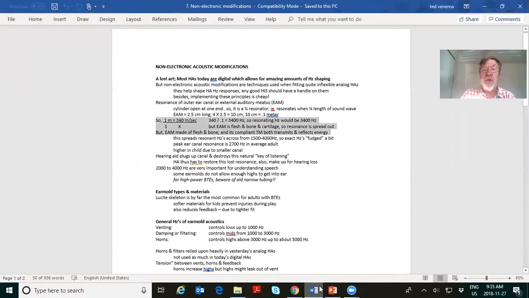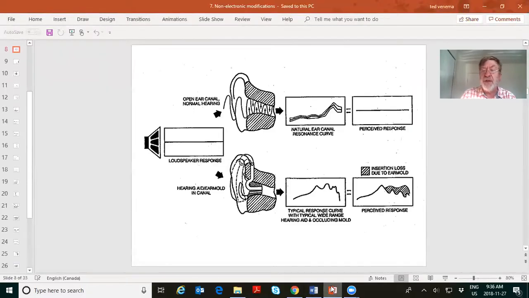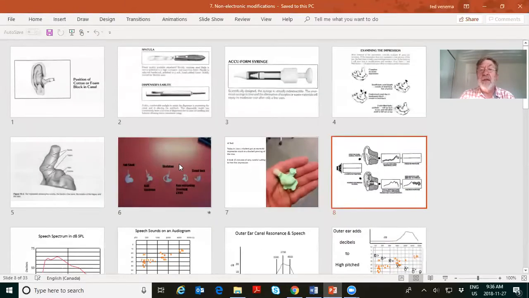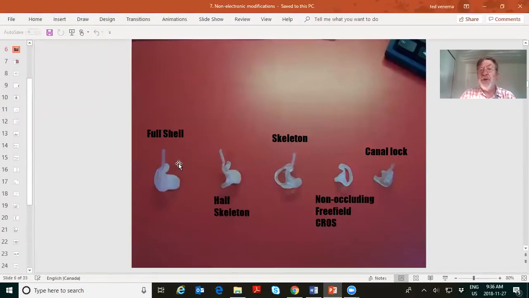Then last week we worked our way down through types of ear molds and materials, and I said that the most important things to remember about that particular topic is this. We'll make this two ear molds here.